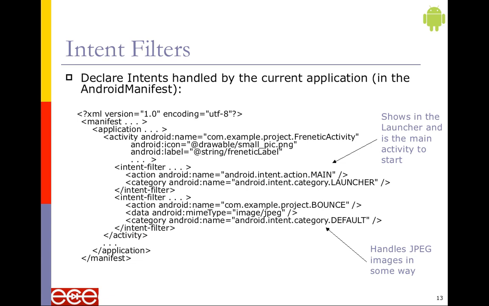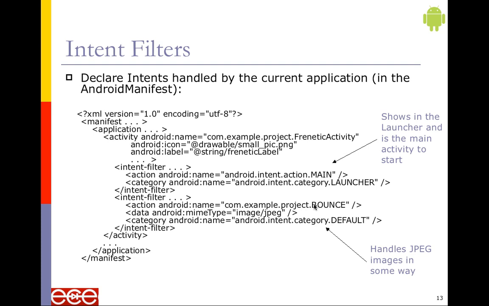And here's our intent filters. So declare intents handled by the current application in the Android manifest. So here we have action main launcher for whatever intent filter we're actually going to declare. And the one down here for category handles JPEG images in some way. So it shows in the launcher. It's the main activity to start. So we say which activity is going to be the main launcher. Here's a bounce, and this is the name of the main activity that we're going to do.